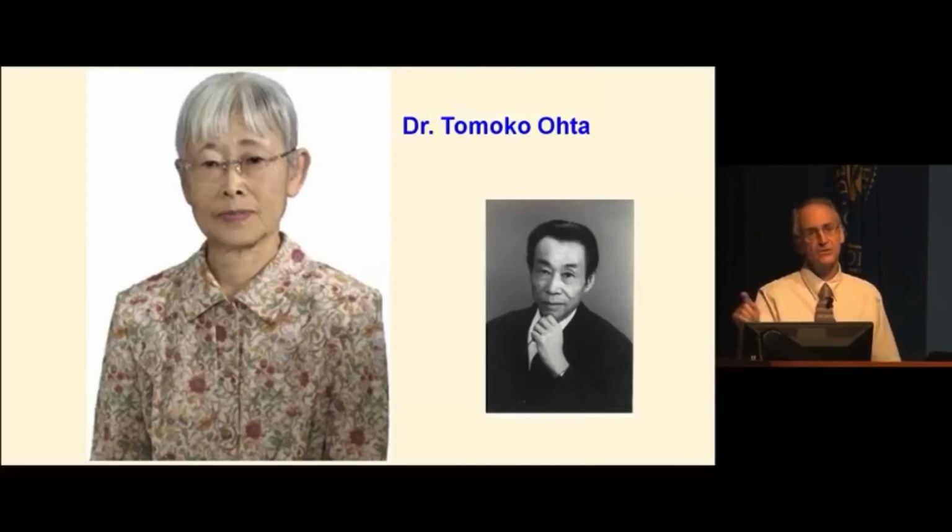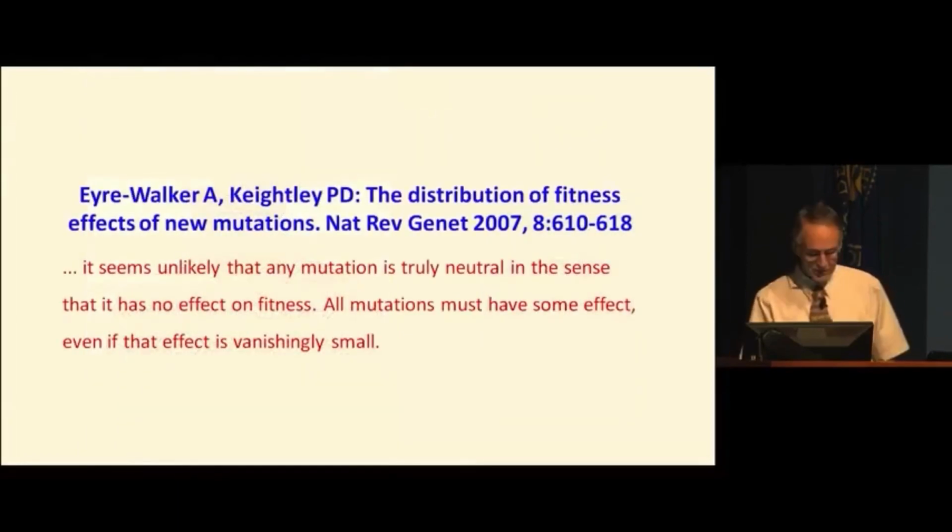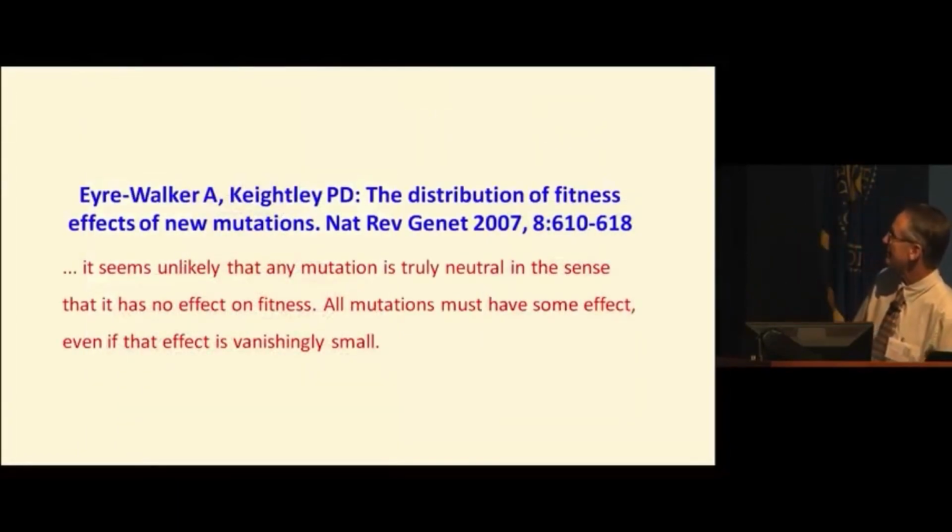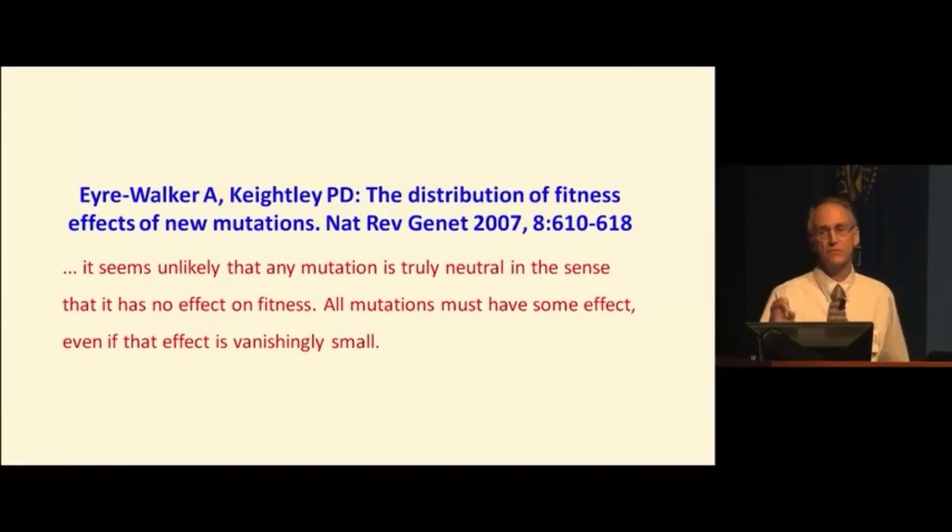This is huge because you're all taught that most of the genome is junk and that it's mostly neutral, but it's not. So here's a recent paper that clarifies this. Walker and Keightley are talking about the distribution of fitness effects of new mutations, and they say it seems unlikely that any mutation is truly neutral in the sense that it has no effect on fitness. All mutations must have some effect, even if that effect is vanishingly small. So that statement, which is correct, is a game changer for how we understand what's happening in the genome.